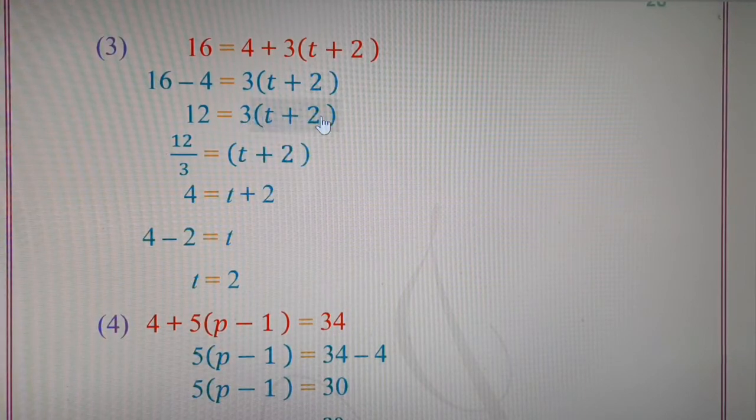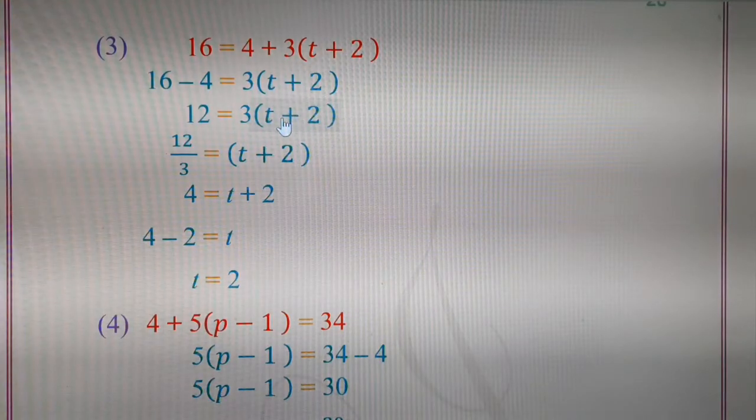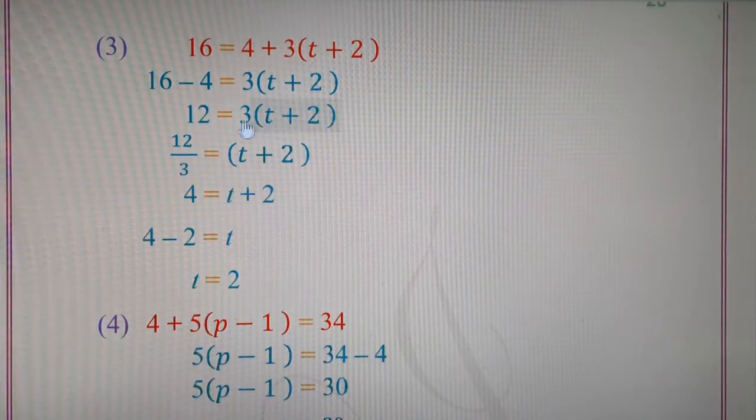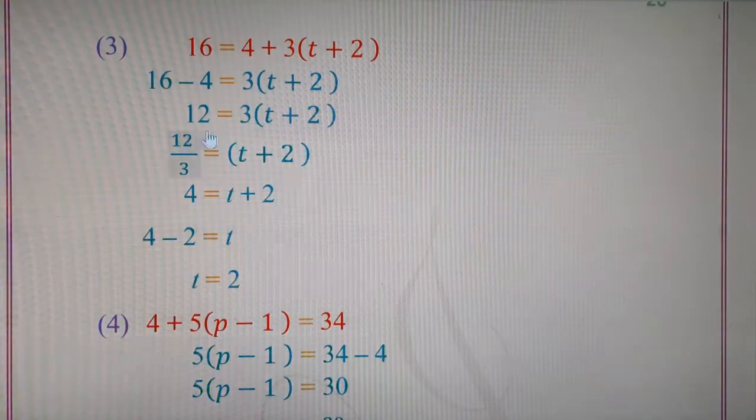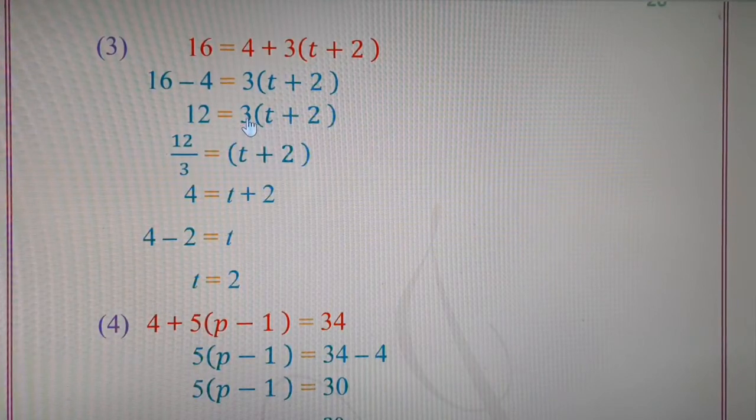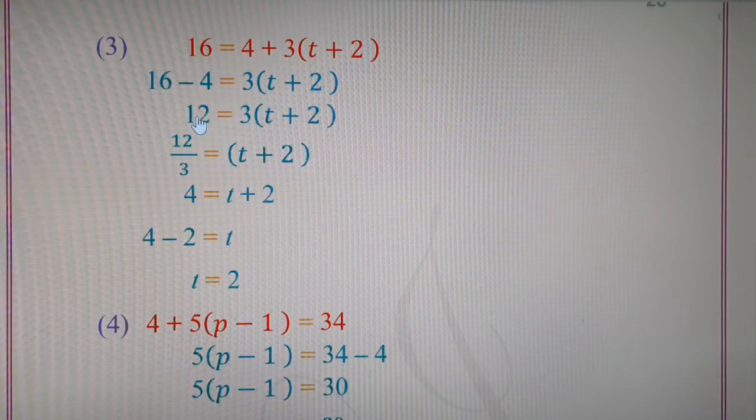Now 3 is multiplied with the bracket. 3(t + 2) means 3 is multiplied with this binomial bracket. Binomial terms are there inside the bracket. 3 is in multiplication. So when 3 is transferred to the left hand side, 3 will go in division, or 3 will go in the denominator of 12. So multiply 3 will become divide 3 when we are transferring from right hand side to the left hand side using the transpose rule.